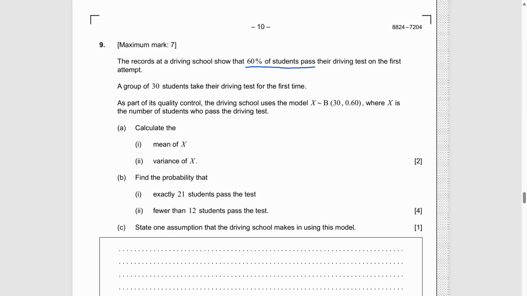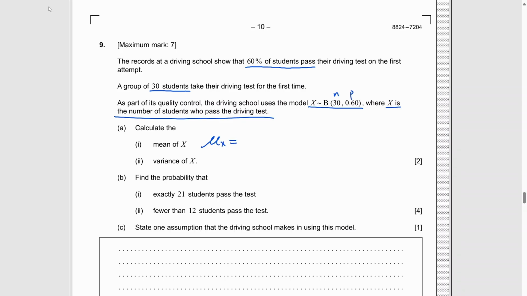Question 9. 60% passing rate for the students. 30 students in total. X is the number of students who pass. So, it follows a binomial distribution. The mean of a binomial distribution is just n times p. The variance is just n times p times 1 minus p.